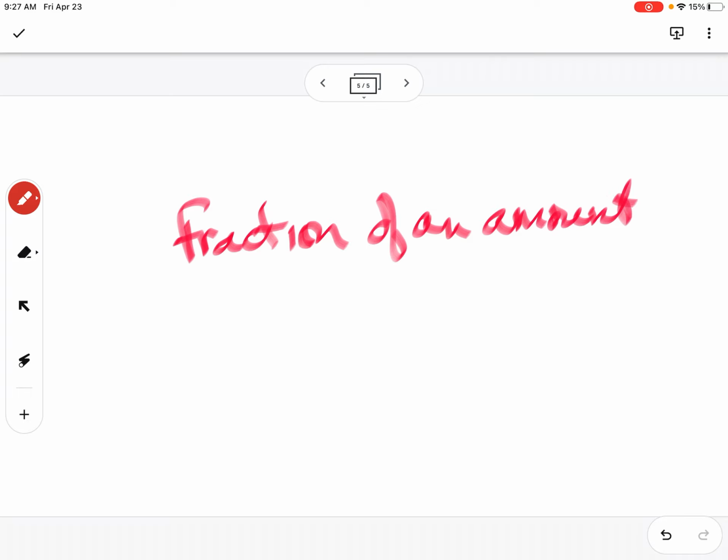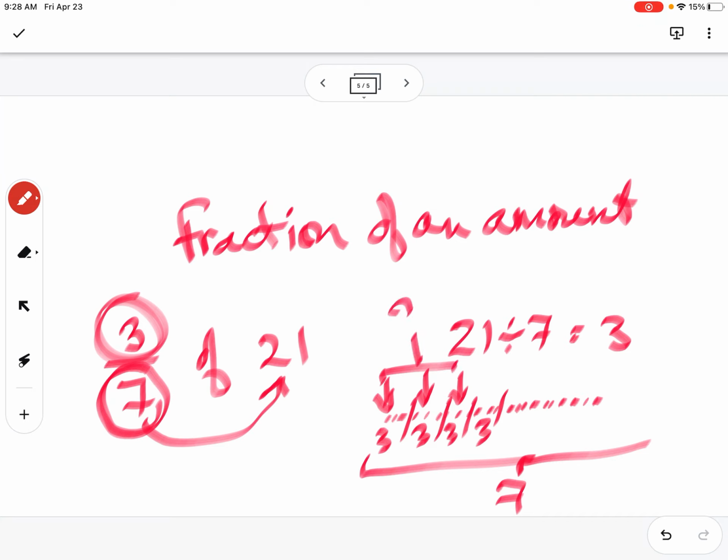So I could make 21 dots here. I don't know how many I've got, and then start breaking them into groups of 3. 1, 2, 3, 1, 2, 3, 1, 2, 3, 1, 2, 3. I'm going to end up with 7 different groups. Every one of them has got 3 in it. Altogether it's 21. Then I go to the top. How many of these groups do I want? The top number tells me I don't want just 1 group. I don't want just 2 groups. I want 3 groups. Well, 3 groups of 3 means I've got 9 here. So 3/7 of 21 must give me the answer 9.